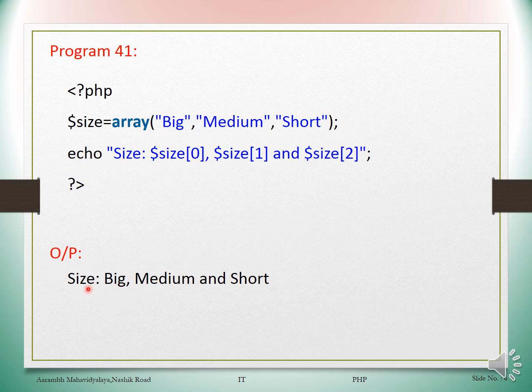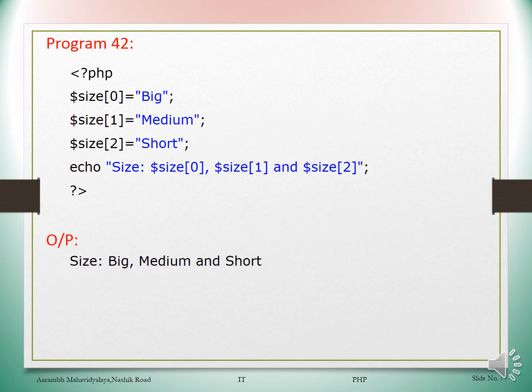Here see in the output, this size is displayed as it is with the colon. Then by this $size[0], it displayed big data. Then $size[1] displayed medium data, and this $size[2] displayed short data or short element. Got it? Here what we have done, we have just specified their actual index location or memory location or index number to display the elements.